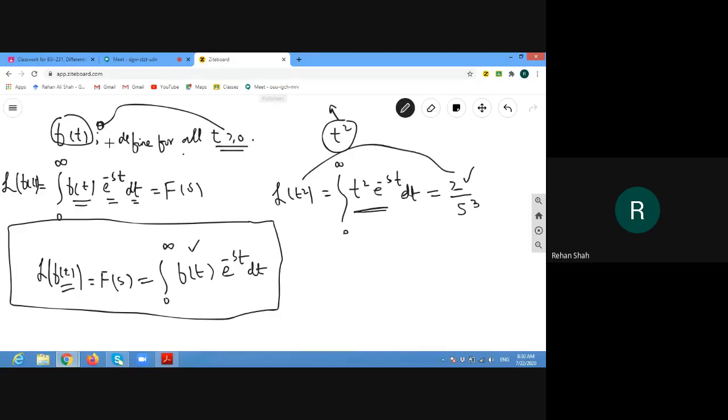So if you want to convert a function to Laplace transform, first you check whether that function is defined for all t greater than or equal to 0 or not. Then multiply this function with e power minus st and integrate from 0 to infinity. If this integral exists, then the value of this integral is known as the Laplace transform of this function f of t. Now is it okay?